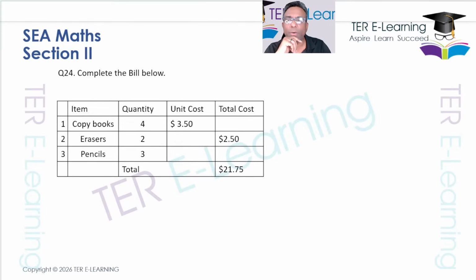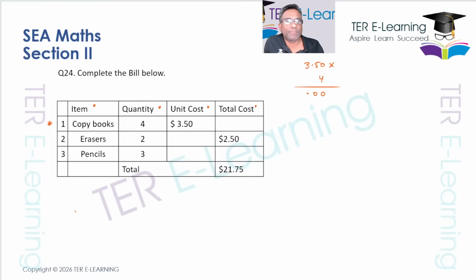Now this next one here, we have a simple bill that we want to complete. First of all, we have missing values in this bill. Now a bill typically has your item, what you purchase, how many of them you purchase, what's the cost of one of them, and the total cost. So let's start with the copybooks. We have 4 copybooks, each of them at $3.50. So we're going to take $3.50 and multiply that by 4. First of all, 0 by 4 is 0, 5 by 4 is 20, 3 by 4 is 12, and 2 is 40. So this here is going to be $14.